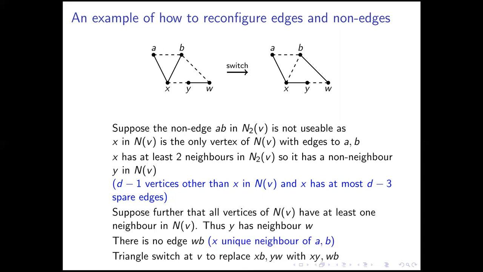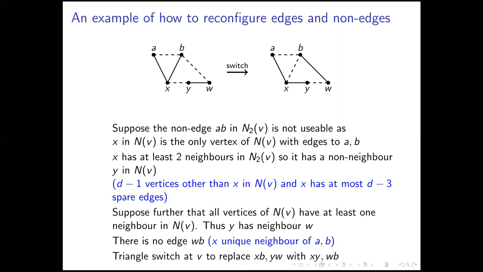Okay, so just for the simplicity of argument here, we're going to suppose further that all vertices of N(v) have at least one neighbour in N(v). So like y, the vertex which x has got a non-edge to, has got a neighbour w. Okay, so y's got a neighbour w. There's no edge wb because x is the unique neighbour of a and b. So now we've got a triangle switch at v to replace the edges xb, yw by the edges xy, wb.